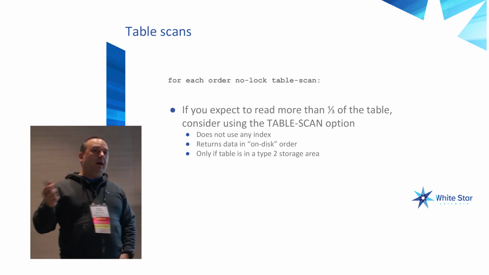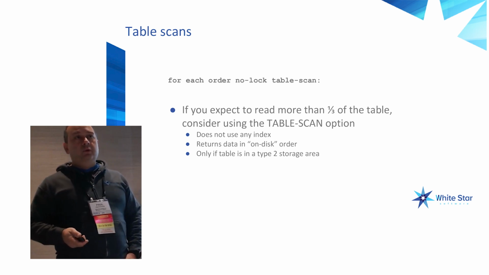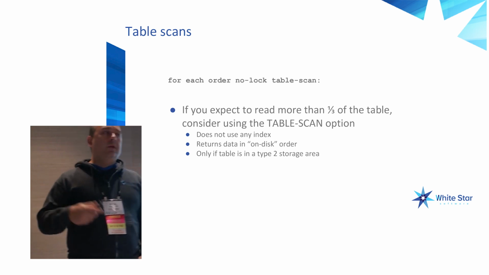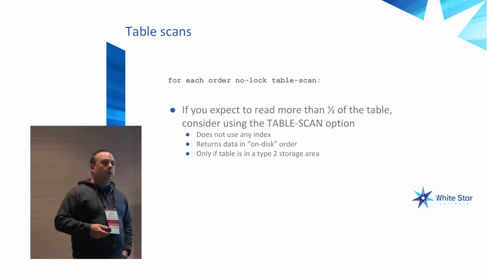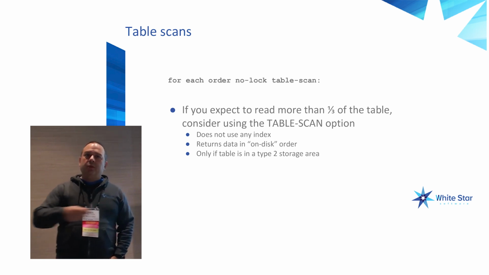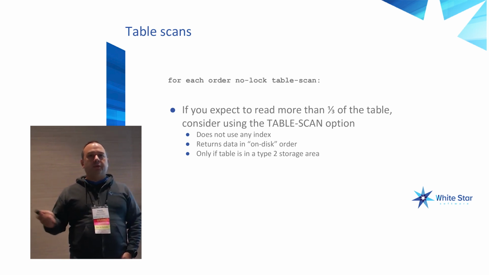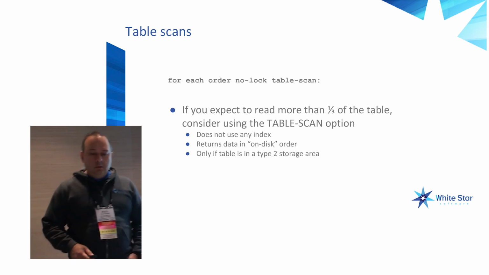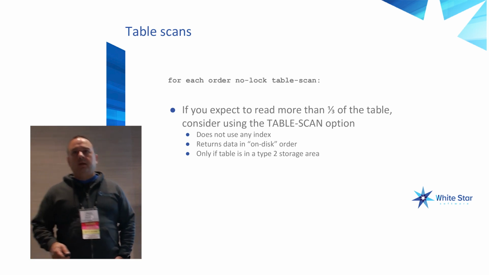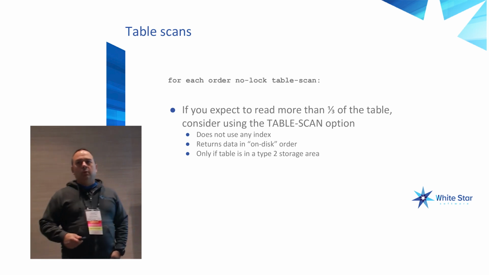One caveat: the table has to be in a type 2 storage area for this to work. Otherwise, it'll still use the primary index when you do it. So it's just more efficient to run through all the records if you're going to run through a third or half of them anyway. 11.0 and later, when the table scan option was added.